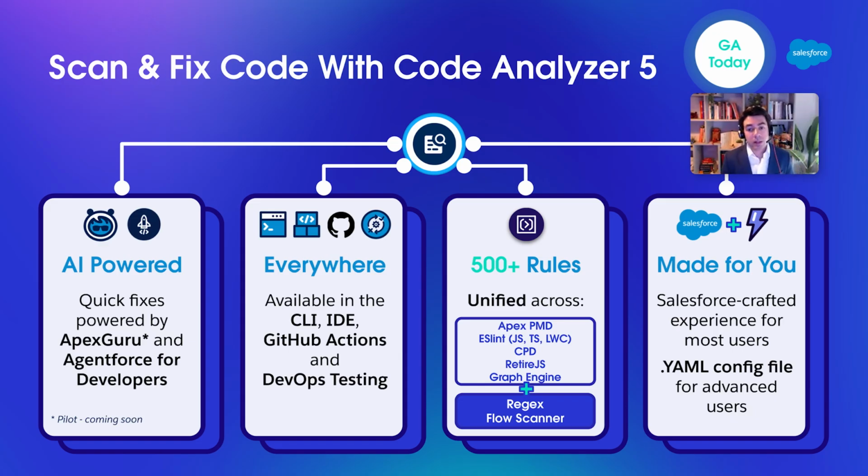And that allows you to leverage things such as Apex PMD, the leading open source code scanner for Apex, ESLint, again, leading for JavaScript, TypeScript, LWC, and so on. And we added a couple of new engines with Code Analyzer 5, one to scan your code for regular expressions, one to scan flows for particular security anti-patterns. And again, all of this is available to you to use today, right?